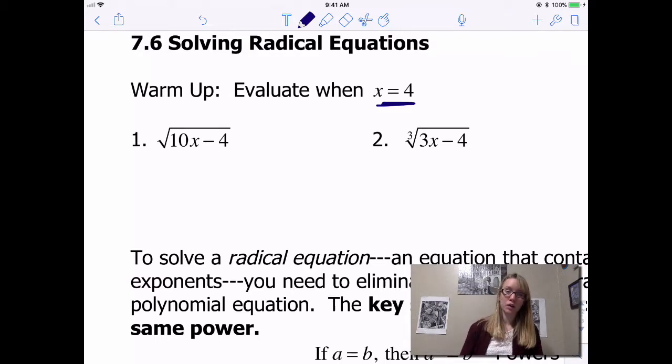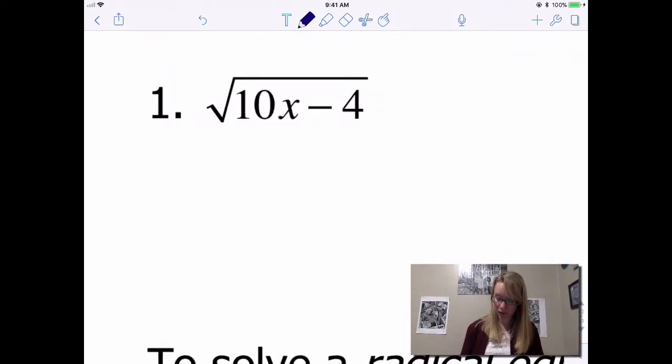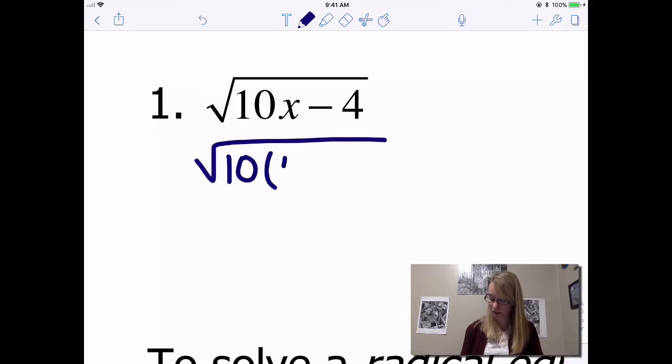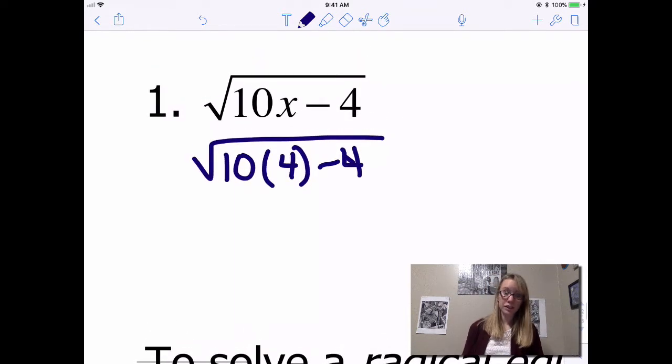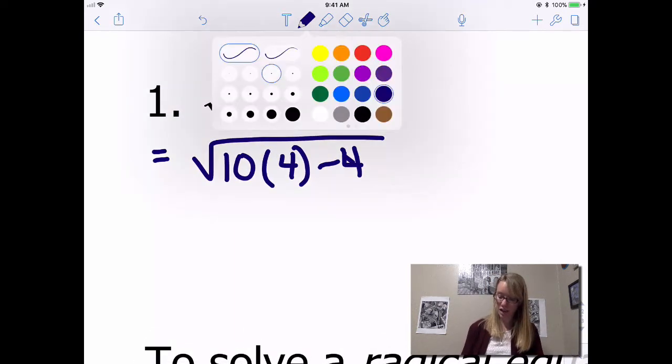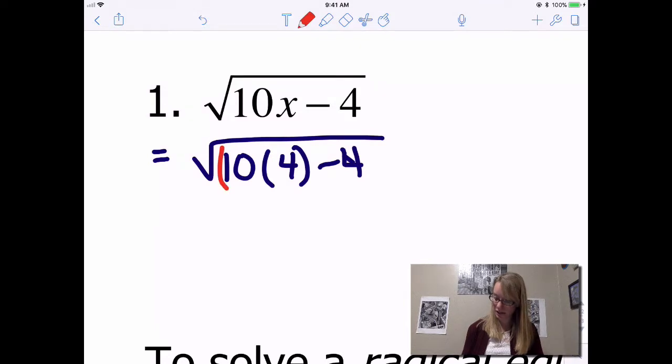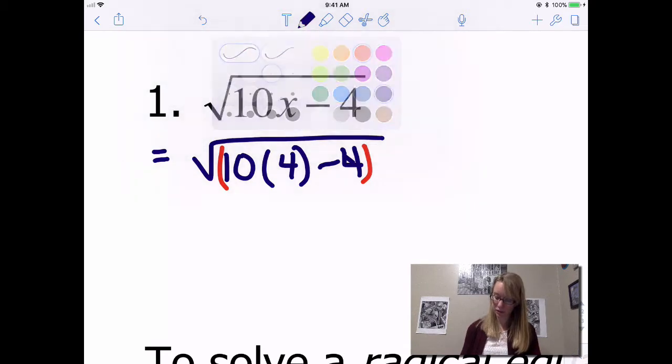Remember that evaluating when x is a particular number, we're just plugging that number in and then seeing what comes out. So x equals 4, if I look at number 1, I'm going to copy everything down except instead of x, I'm going to put in a 4. Okay, and then I can just simplify using order of operations. Something to be aware of is that if I have that square root symbol or any radical symbol, I really have invisible parentheses sitting there. So it's like everything under there is under a grouping symbol.